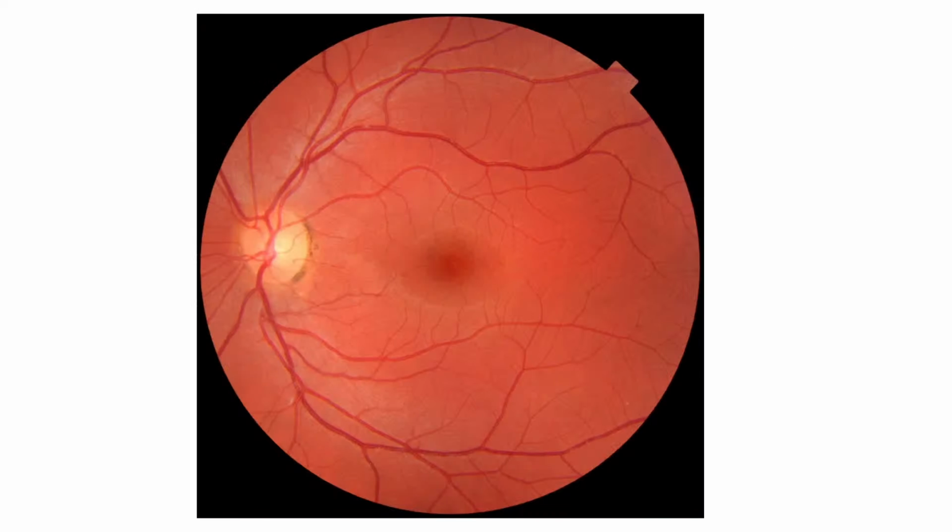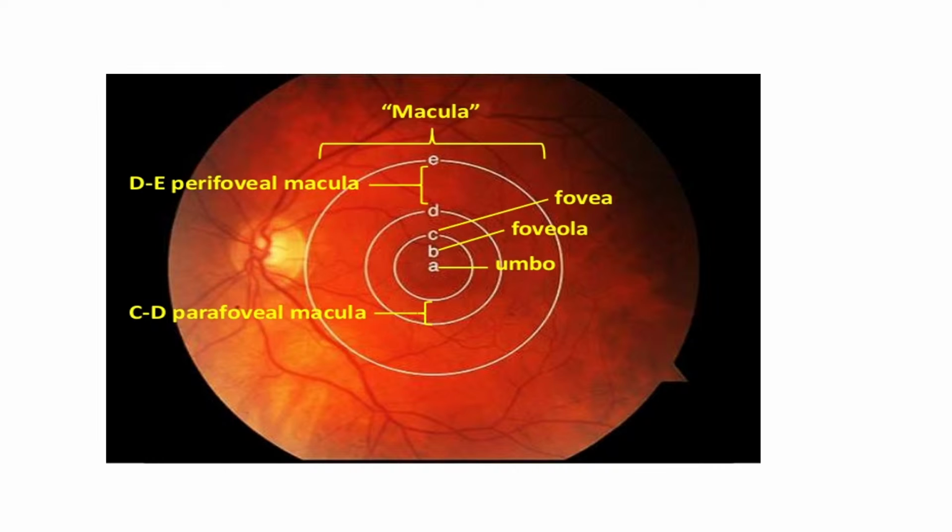This is the image of the normal fundus. This is the optic disc. This is the macula, which is deeper red than the rest of the fundus. This is the macula, which is divisible into umbo, foveola, fovea, parafoveal macula and the perifoveal macula.